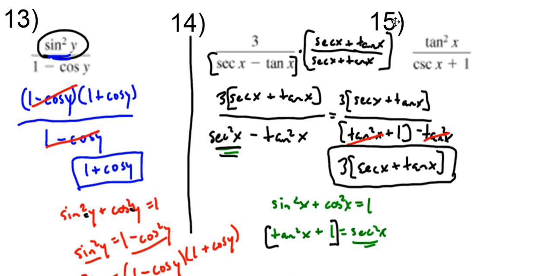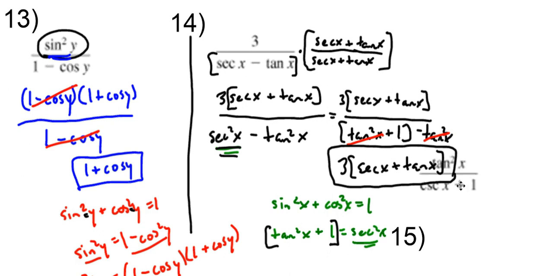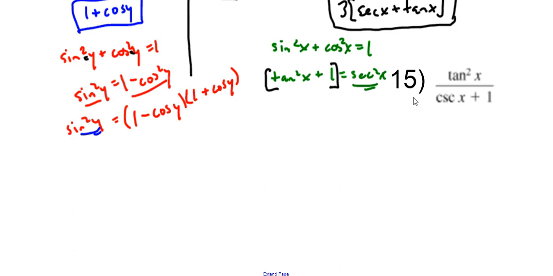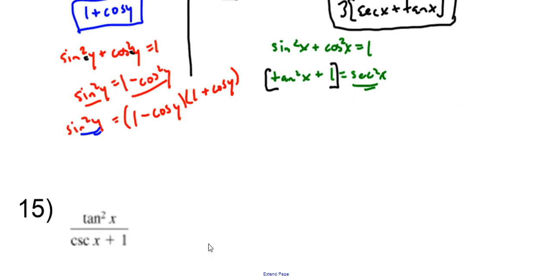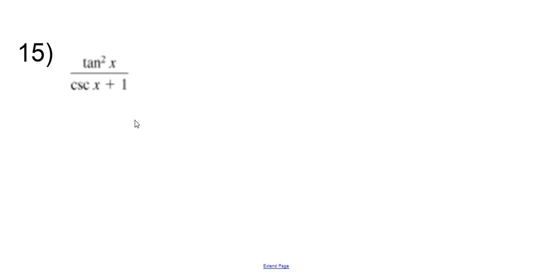Now, I'm running out of room, and I don't feel like making another video just for one problem. So I'm going to bring this to the bottom, extend out this page a little bit, and do this one right here. Okay. And here we go. So let's try this one now. All right. So we have tangent squared over cosecant x plus 1.